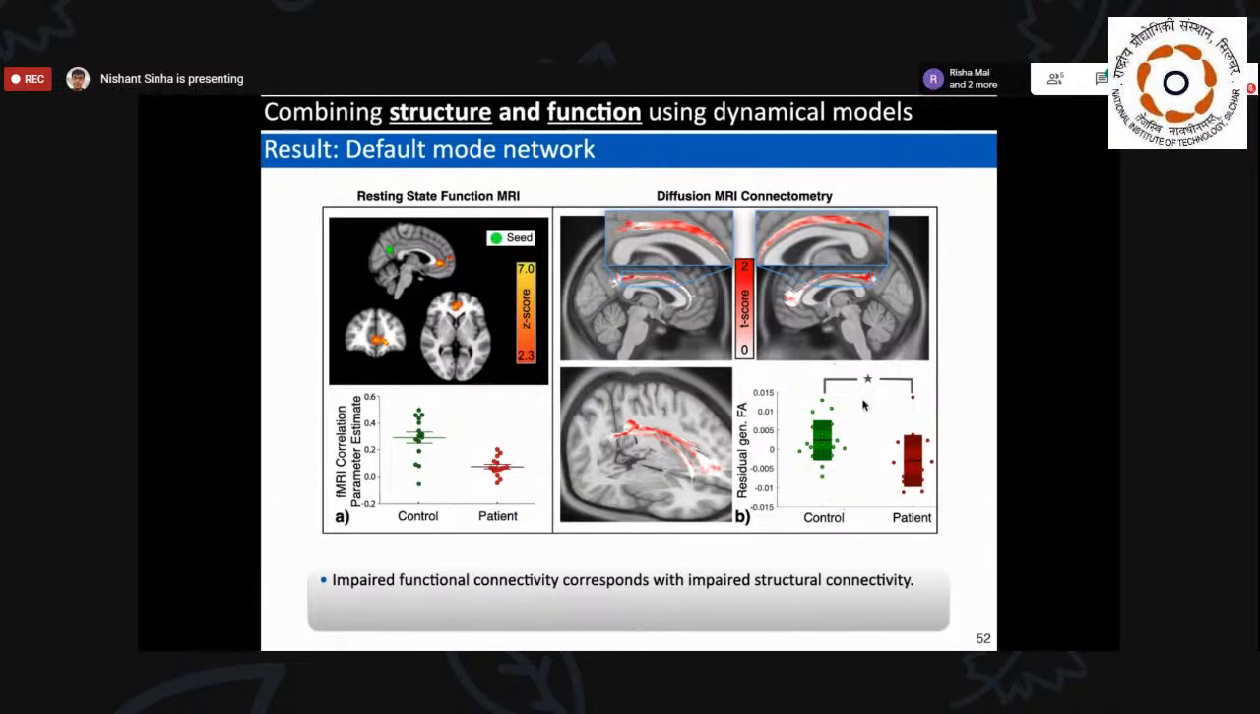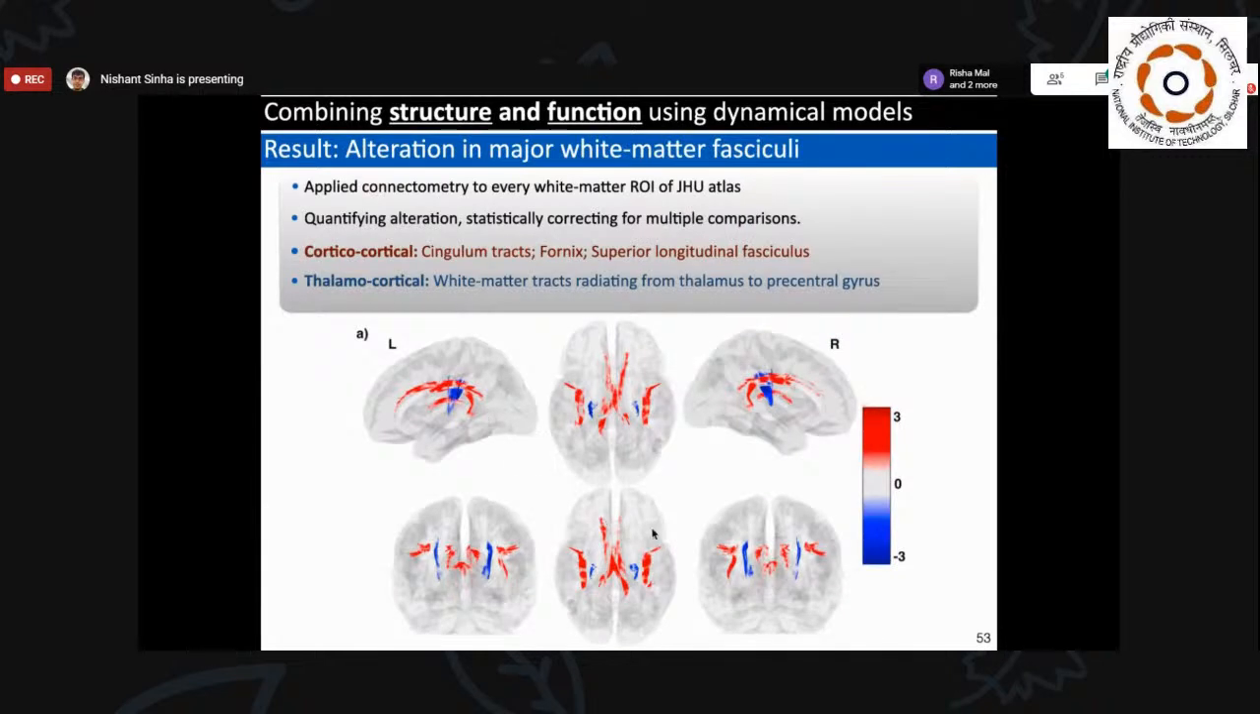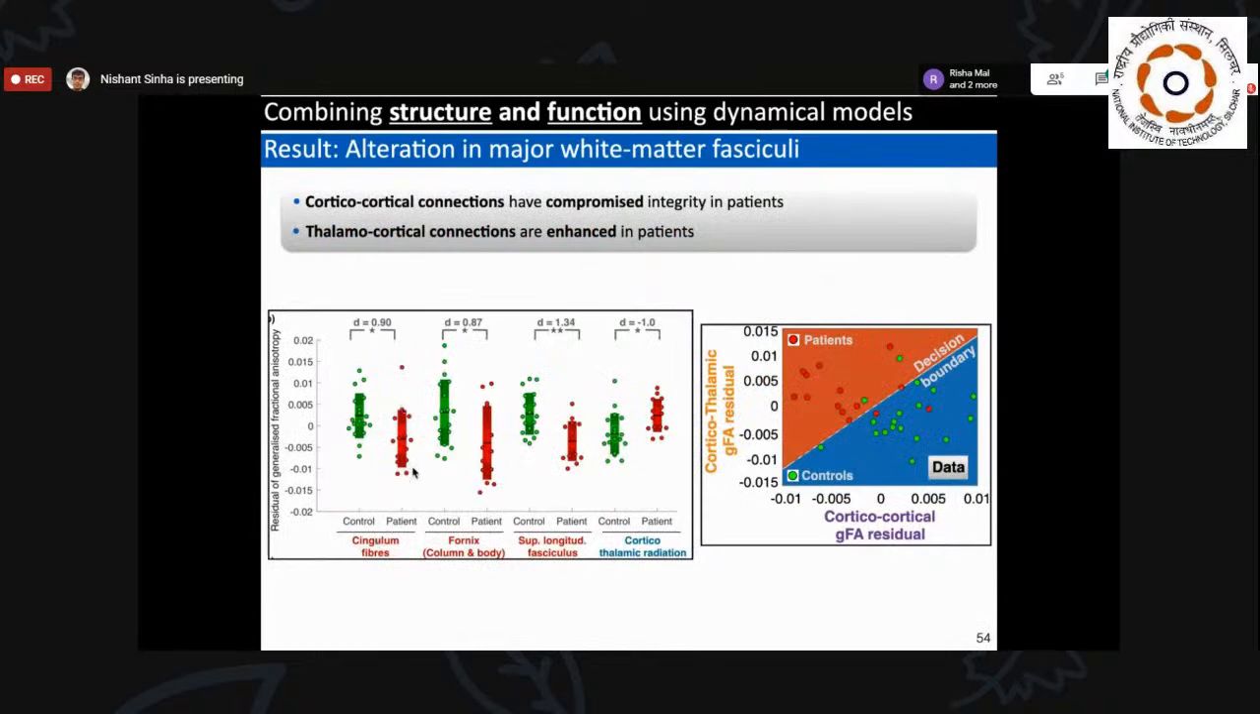We repeated this in the whole brain network, and we found a very typical pattern: the tracts which are connecting the cortico-cortical connections are increased, whereas the tracts going from the thalamus to the cortex are reduced. So here we have these cortico-cortical tracts which are increased, and the cortico-thalamic tracts are reduced.